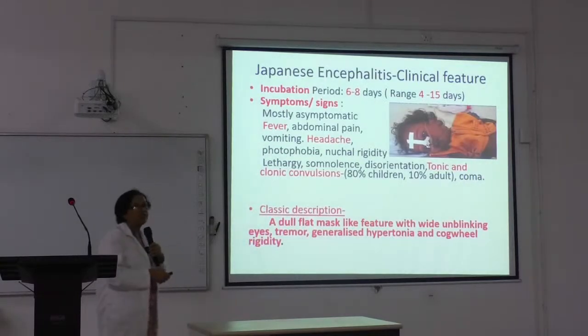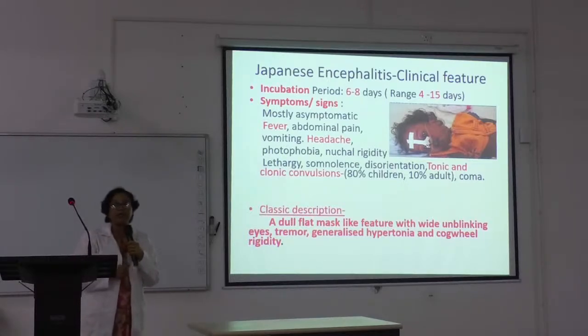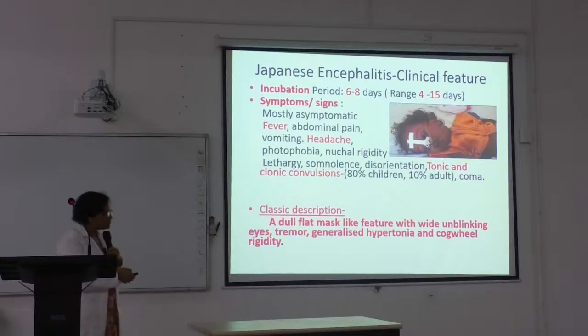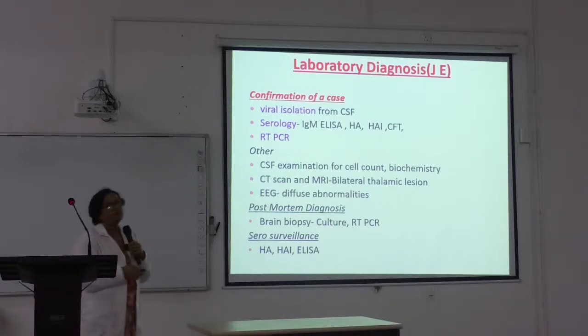You can see the picture of Japanese encephalitis. There is a dull, flat, mask-like feature with wide unblinking eyes. The child will stare with big eyes, no blinking, and generalized hypertonia, tremor, and cogwheel type of rigidity. Confirmation is the same: virus isolation, RT-PCR, serology.